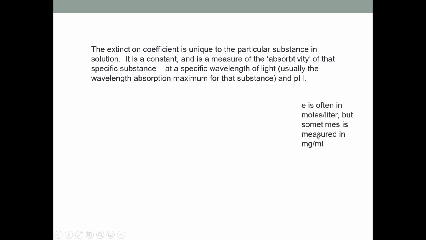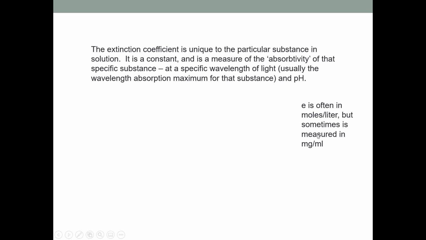Usually, the extinction coefficient is expressed in units like moles per liter. That's very, very common in chemistry, for example. In biology, it's more common for the extinction coefficient to be measured in milligrams per milliliter. Both are just different ways of expressing concentration.